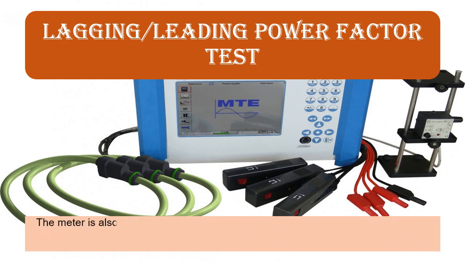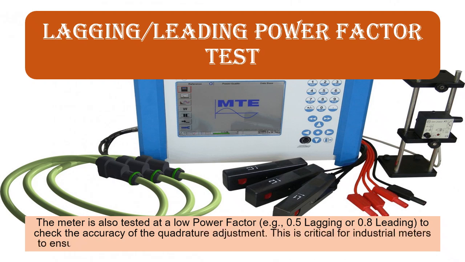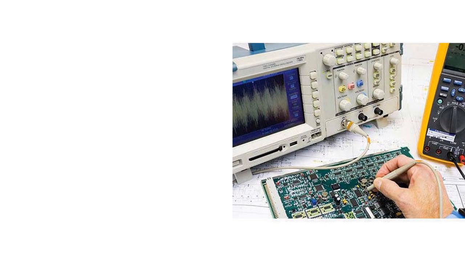Lagging leading power factor test. The meter is also tested at a low power factor, e.g., 0.5 lagging or 0.8 leading, to check the accuracy of the quadrature adjustment. This is critical for industrial meters to ensure reactive power is being correctly ignored by the active power calculation.